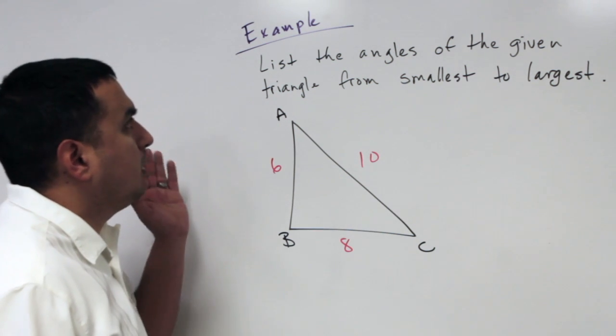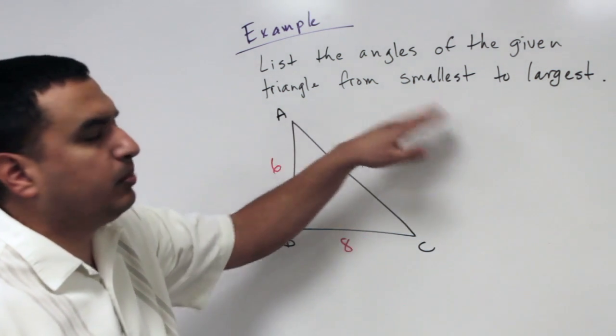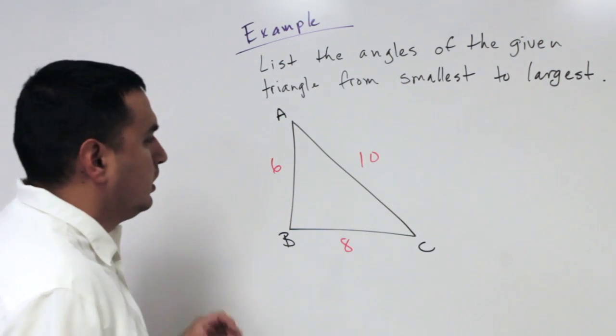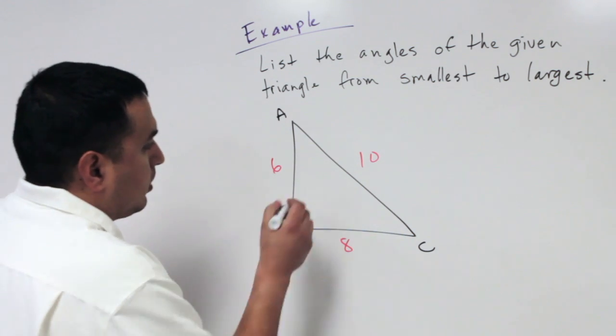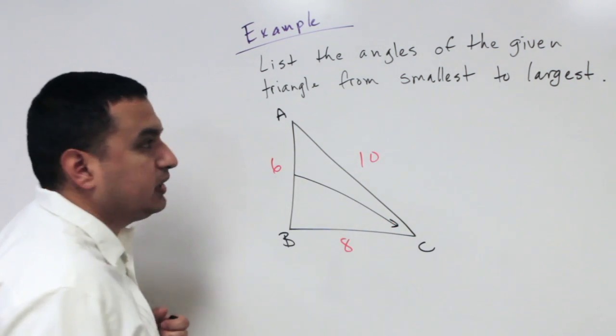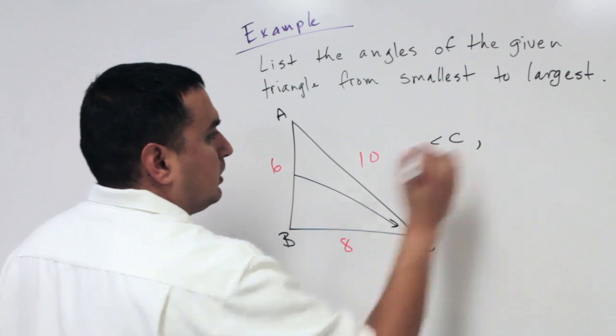In this example, we want to list the angles of the given triangle from smallest to largest. So my smallest side would be this side AB. So across from that would be angle C. So I know angle C has to be my shortest.